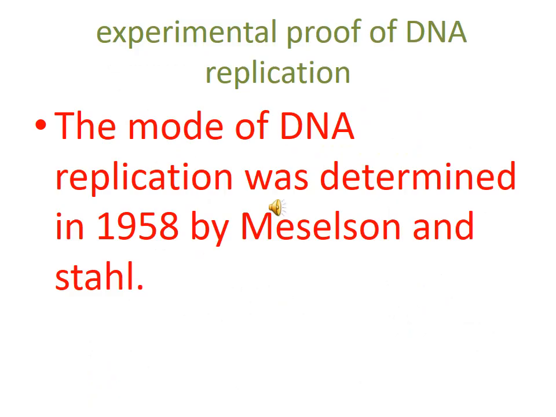Experimental proof of DNA replication. The important one is the mode of DNA replication, determined in 1958 by Meselson and Stahl. This experiment distinguishes semi-conservative, conservative and dispersive replication. In their experiment, two cultures of E. coli were grown for many generations in separate media.